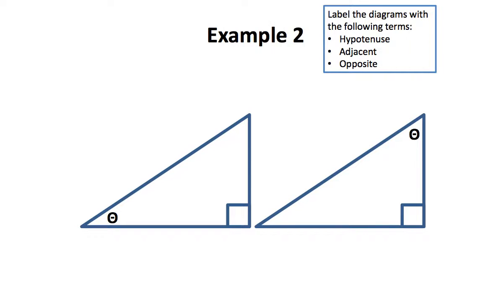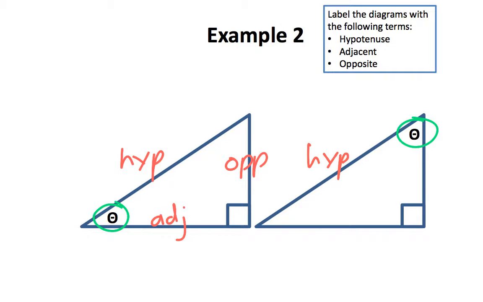In our second example, we want to label the diagrams with the following terms: hypotenuse, adjacent, opposite. In the triangle to the left, you want to put yourself in the point of view of theta. That would mean this is the hypotenuse, this would be opposite, and this would be adjacent. In the triangle to the right, I want you to put yourself in the point of view of theta. This side would be the hypotenuse since it is the longest side. This would be adjacent, and this would be the opposite side.